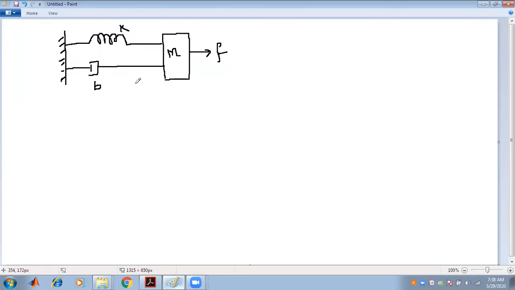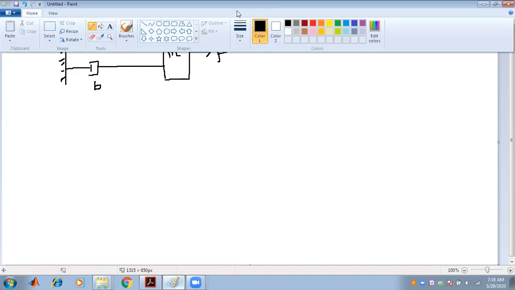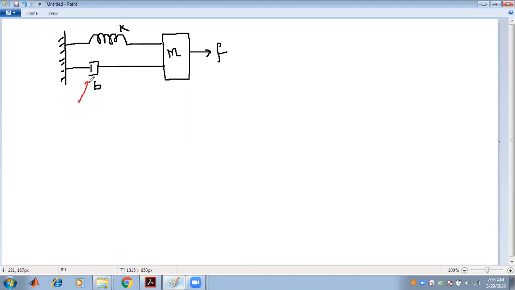This is known as the spring, and this is known as the damper or the dashpot. The damper or dashpot is responsible for producing the frictional force in the system.